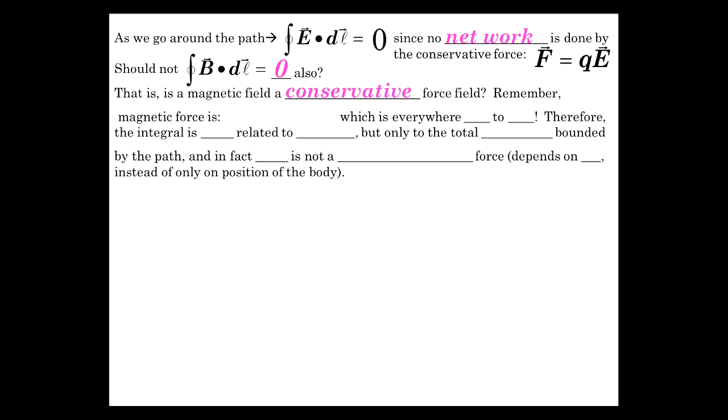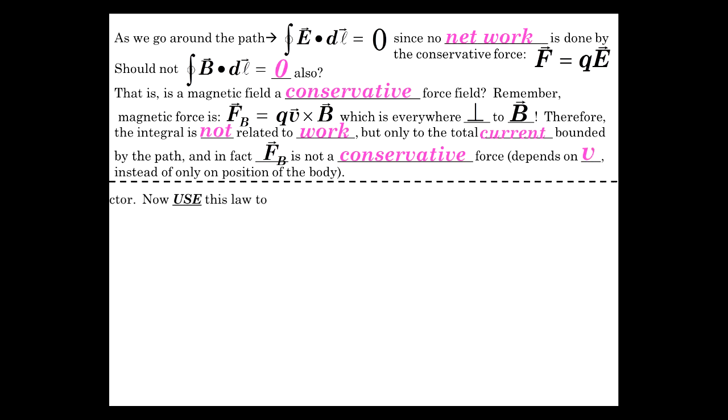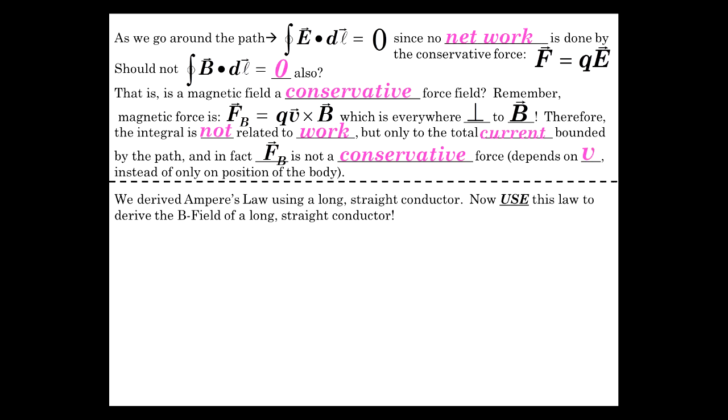Keeping in mind the magnetic force is QV cross B. Now that's everywhere perpendicular to the magnetic field. Since it's perpendicular, the integral isn't related to work. It doesn't do any work on a charge. The closed integral of B dot dl is only related to the current bounded by the path. So the magnetic force is not a conservative force. It depends on the speed, not just the position of the body, as in the electric force. Well, so there you go.